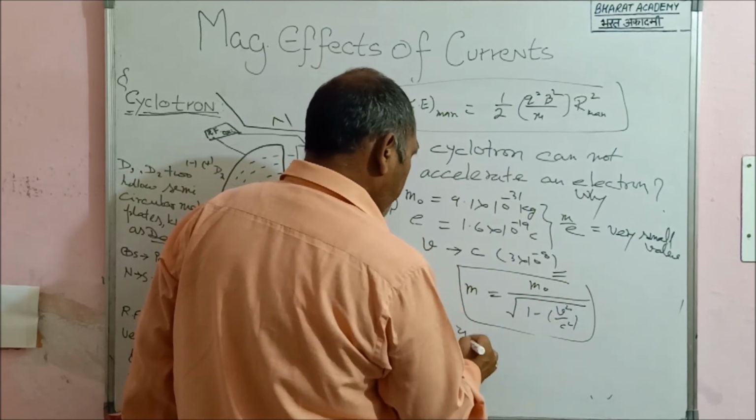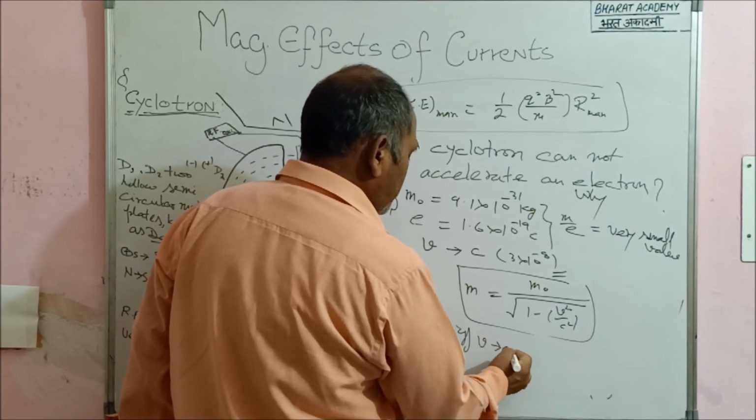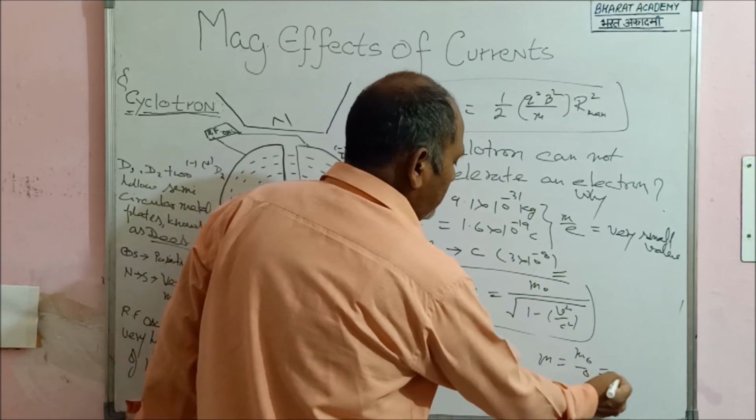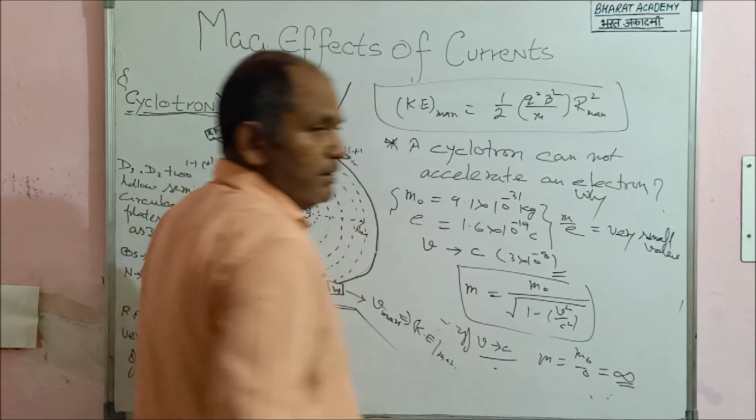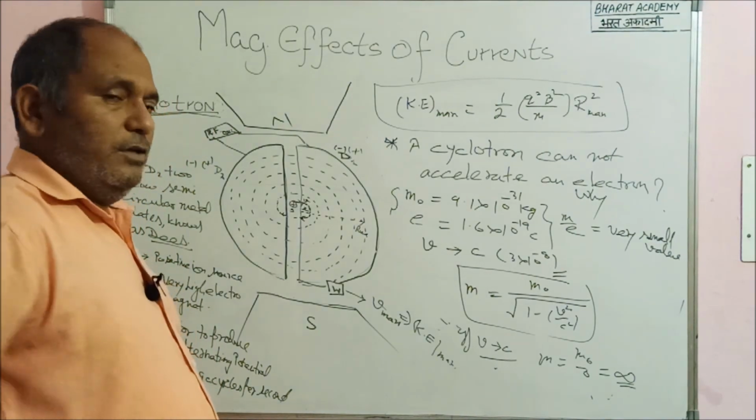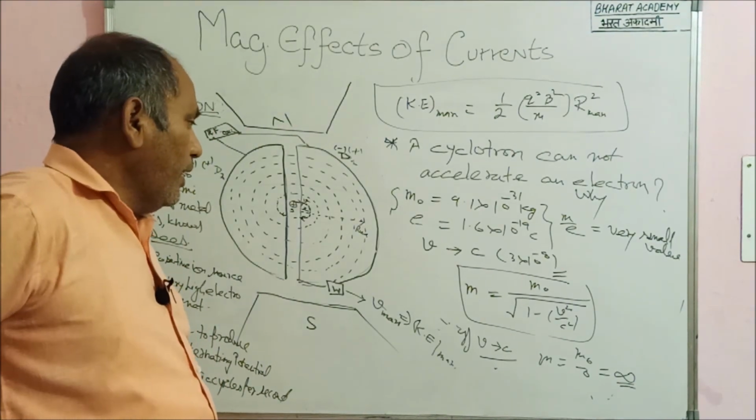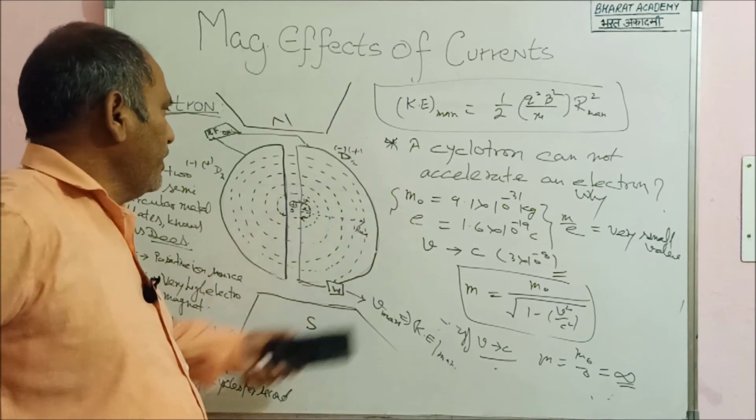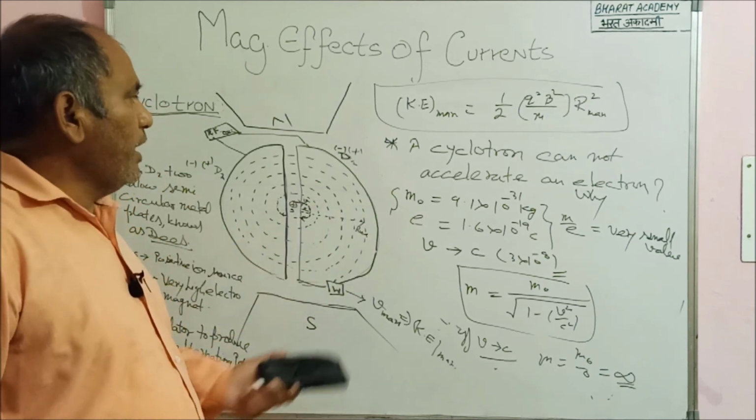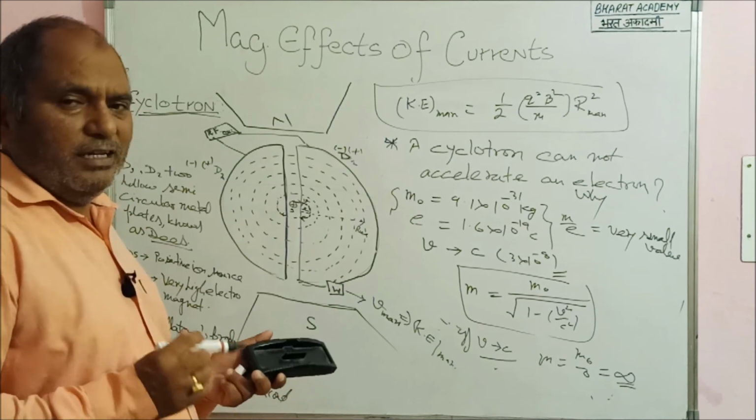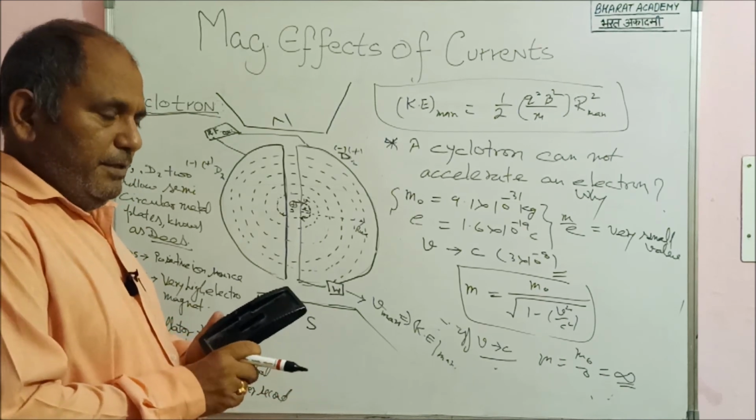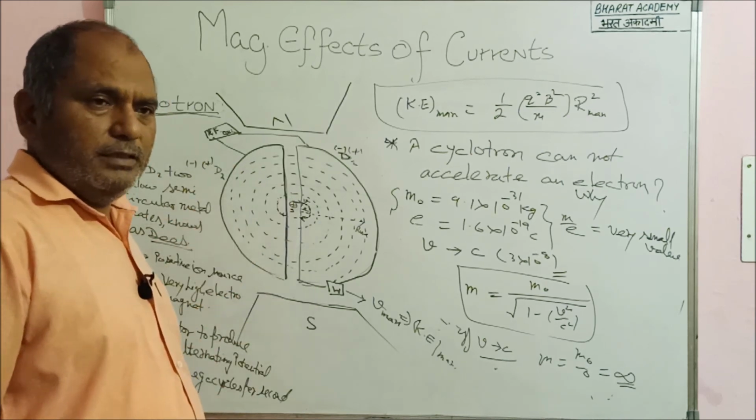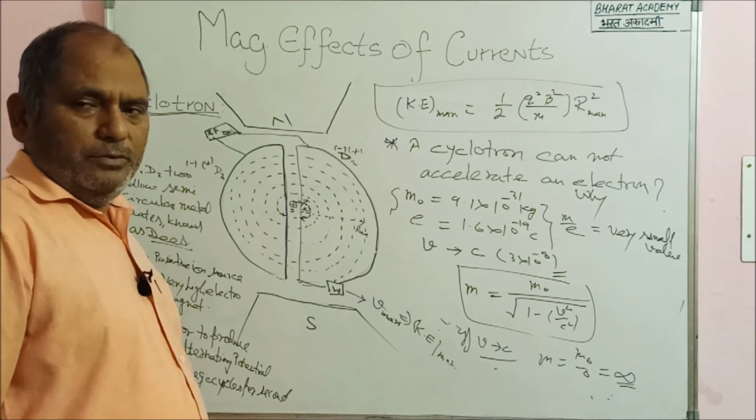So if v approaches c, what will happen? m will become m0 by 0, that is infinity, right? So the existence of the electron will not be there. And one more exception, you can say that the radius will become so high that it cannot remain within the cyclotron. So that's why a cyclotron cannot accelerate an electron inside a magnetic field, right? It is simply used for proton and deuteron. Thank you and have a nice day.